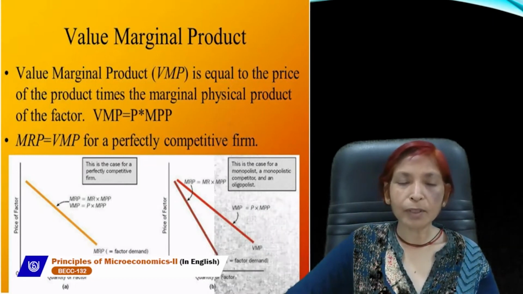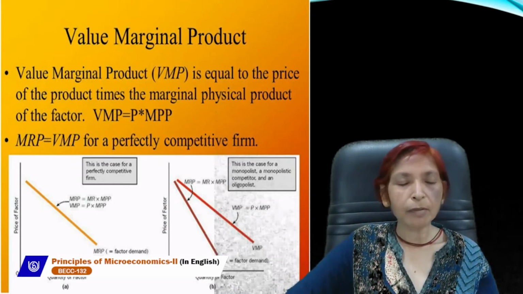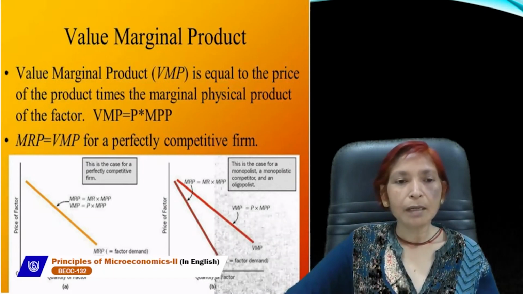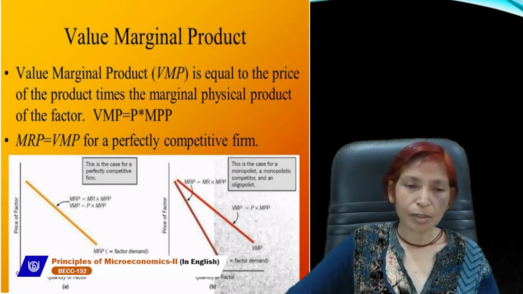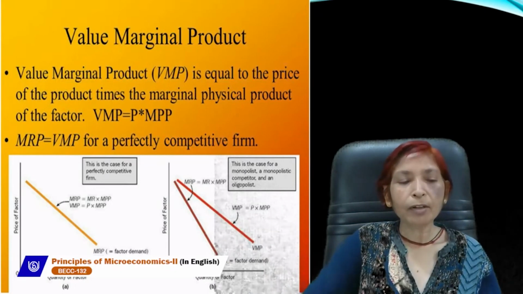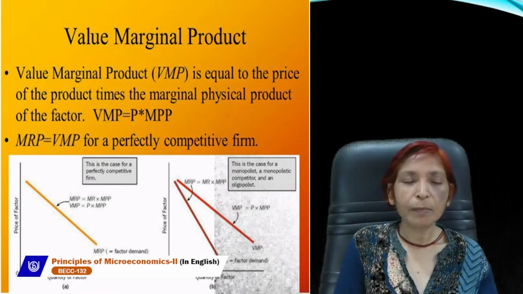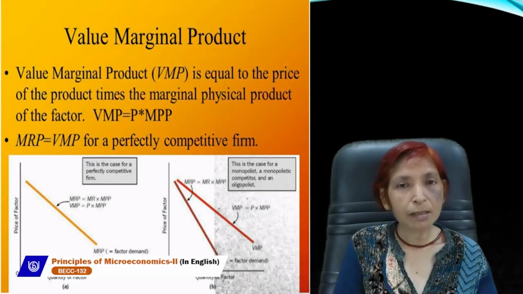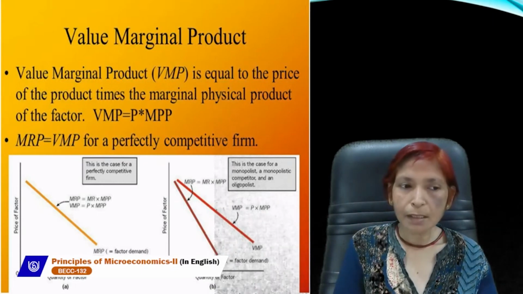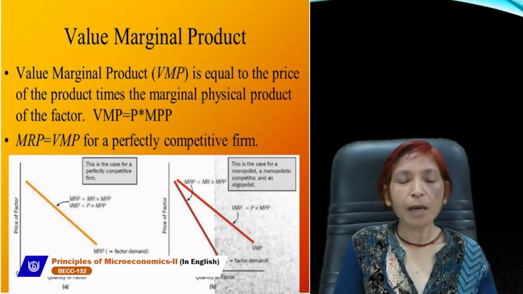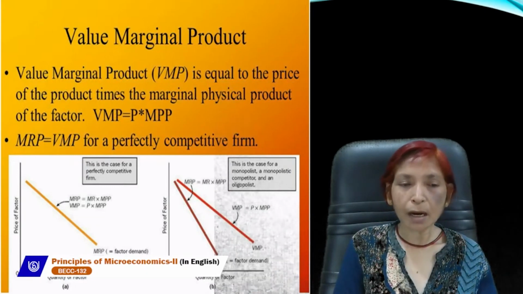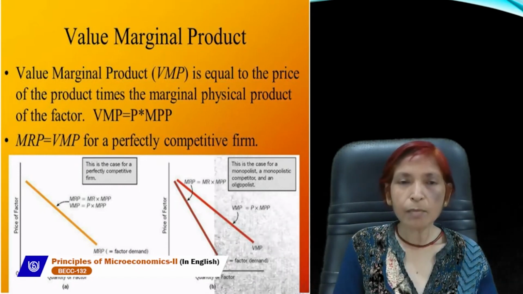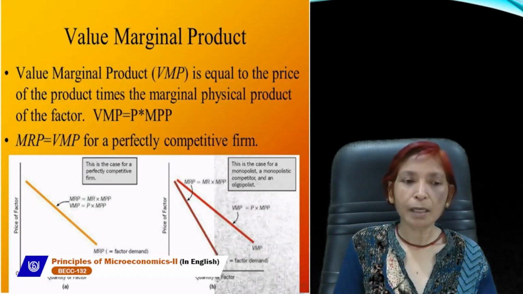Industry decides the price with the help of the demand and supply curve, and the firm takes over that price, which is determined by the intersection of the industry's demand curve and supply curve. So in a perfect competition market, MRP will be equal to VMP. But in case of a monopoly market and a monopolistic competition market, VMP will always be greater than MRP. Why? Because AR is greater than MR under a monopoly market and a monopolistic competition market.